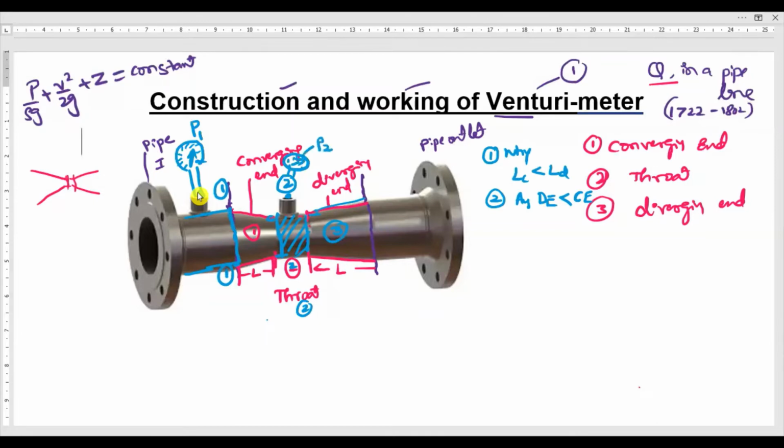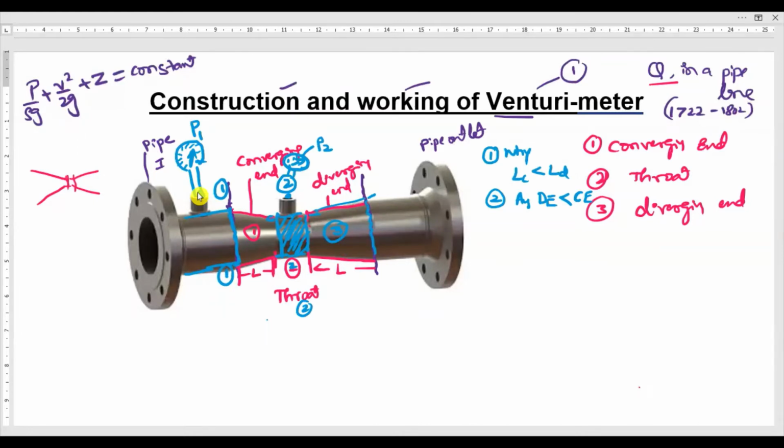Now the question arises in our mind: why is the pressure gauge fixed at the throat, and why is the throat section assumed to be the outlet section? Actually, this is the outlet section of the venturimeter. We should assume this as the outlet, but we are assuming the throat as the output. That we will discuss in the next one or two minutes.